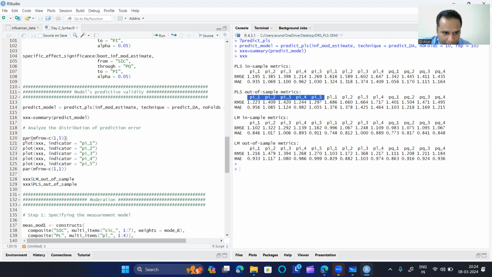Now see, par mfrow equal to c, bracket 1, comma 5, bracket close. Why am I writing 1, comma 5? Why am I not writing 1, comma 10 or 1, comma 20? Because there are only 5 indicators for my main endogenous construct, which happens to be purchase intention. So I will create 5 bifurcations in the plot window. So let me run line number 120. And now you should see the distribution, or the symmetric distribution, of all the items separately. So let me do it for P1. P1 happens to be the first manifest variable.